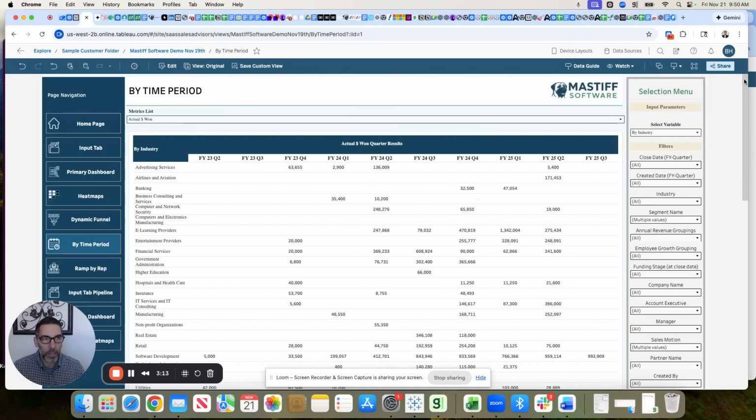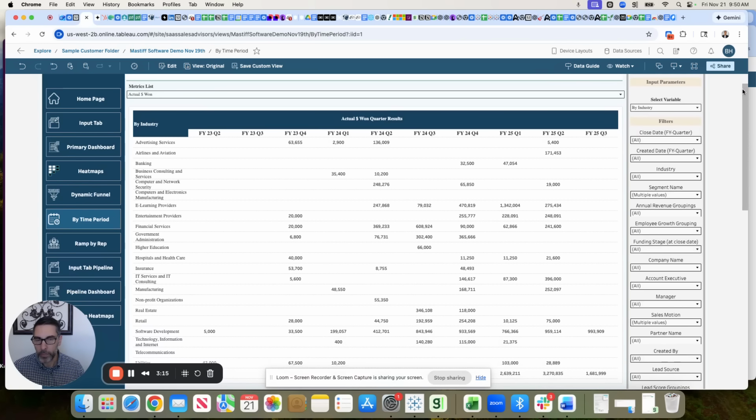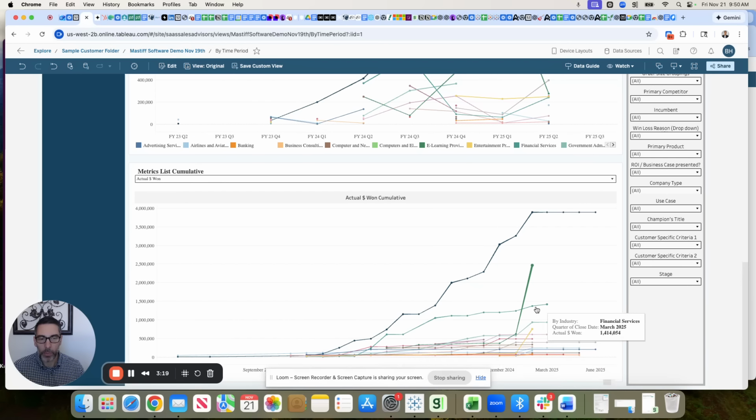Another key capability we'll touch on briefly here is the by time period. And what we're doing here is looking for trends over time relative to whatever variable is selected. So in this example, you'll be able to see, are there outliers? Are there certain industries that are performing better or worse? And again, this could be done at the rep level, the manager level, relative to industry or company growth rate or many other variables to really hone in on what's optimized.